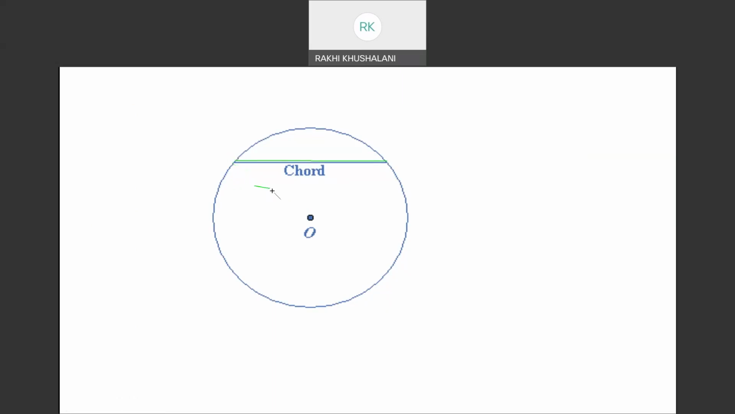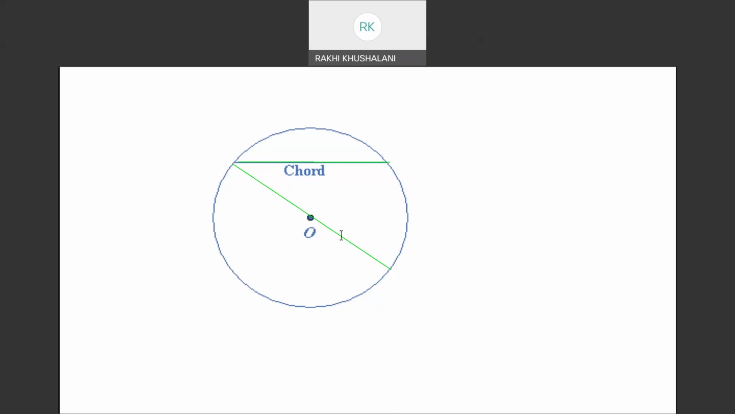See, I'm drawing it right in front of you. From this point, if I take a chord and take it across through the center to the other end, then this becomes a diameter. So basically we can also say that the diameter is the biggest chord of the circle. Diameter is also a chord.